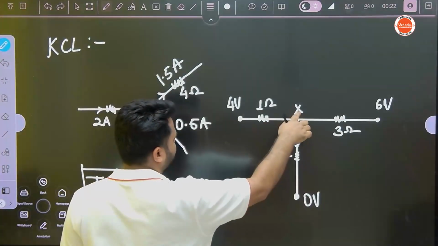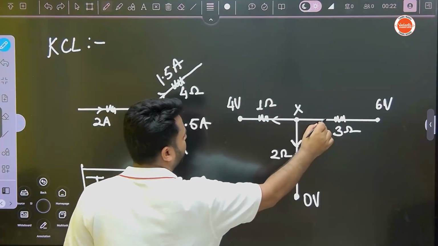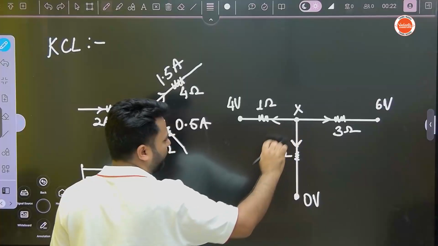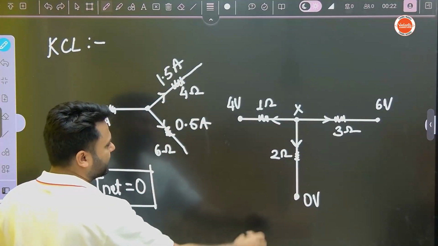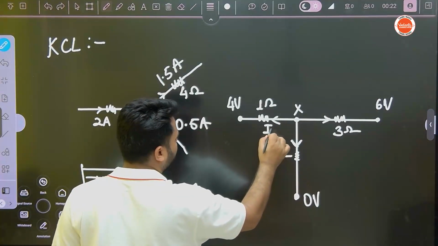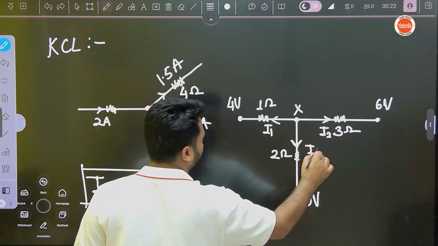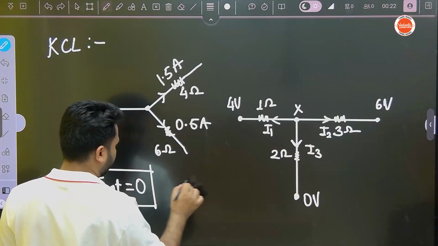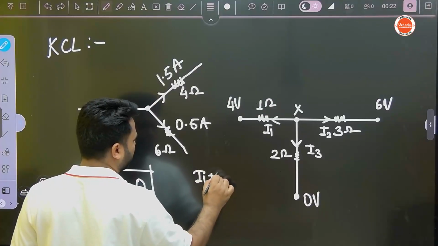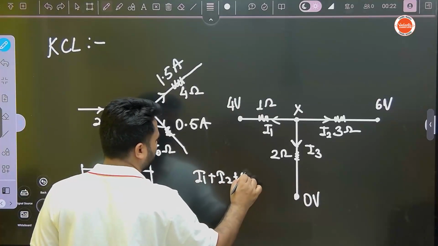So if this voltage is high, current will flow like this, like this, like this. And I will say this current is I1, this current is I2 and this current is I3. Sum of all the currents, that is I1 plus I2 plus I3, will be what? 0.